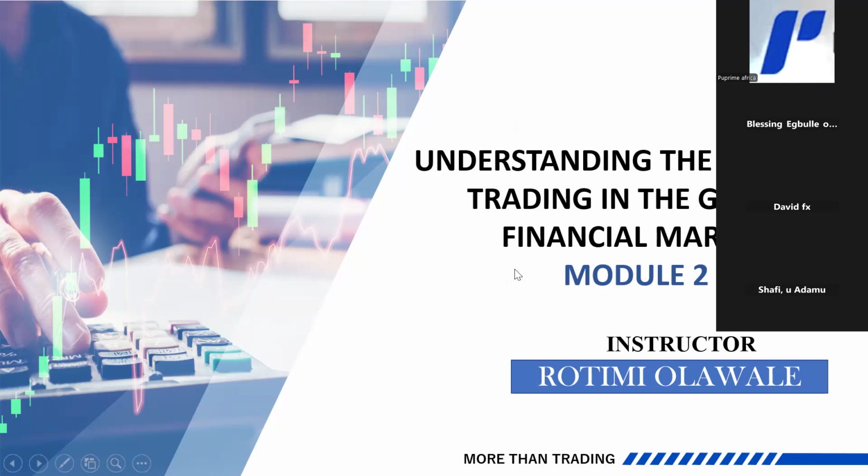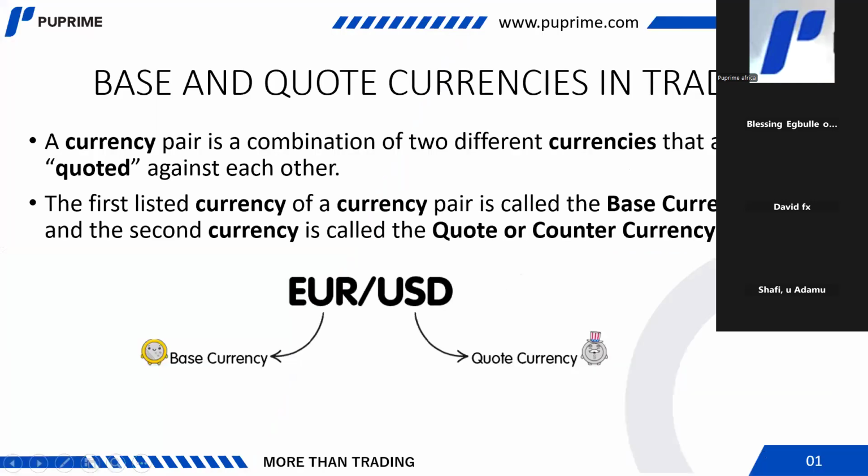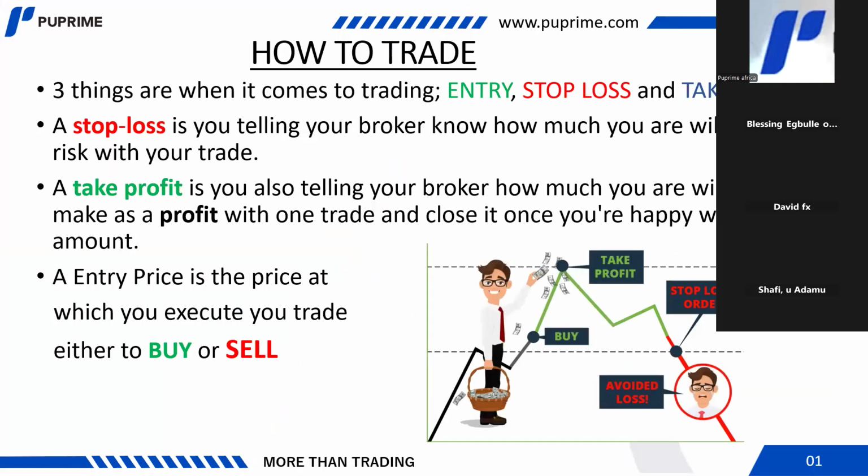So let's start. In trading, the first thing you need to note is that you are trading basically because you want to make money. And to make money, you need to place trades. When you want to place trades, there are three terminologies you need to be aware of: the entry price, the stop loss, and the take profit. Very essential. Entry price, stop loss, take profit.